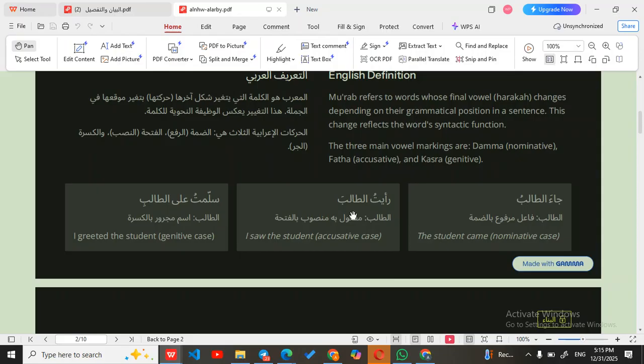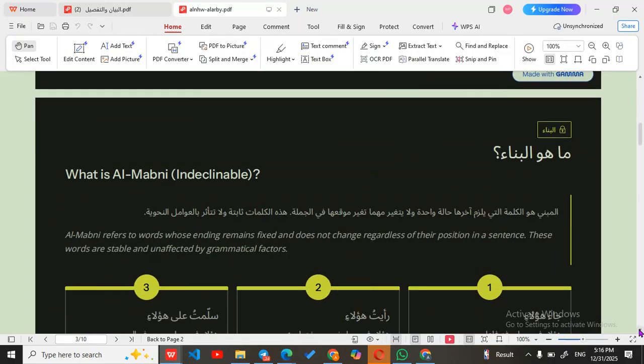Now, for the third example, sallamtu ala talibi. At-talibi ends with kasra. Why? Because of ala, which is harfu jar, the preposition, and you have been told that whenever you have harfu jar, the next word that follows it is going to end with kasra. That is the reason why at-talibi is ending with kasra here. So for the first example, talib ends with damma, the second example, it ends with fatha, the third example, it ends with kasra. This is called al-mu'rab, which means the final vowel is changing depending on its grammatical position in a sentence.